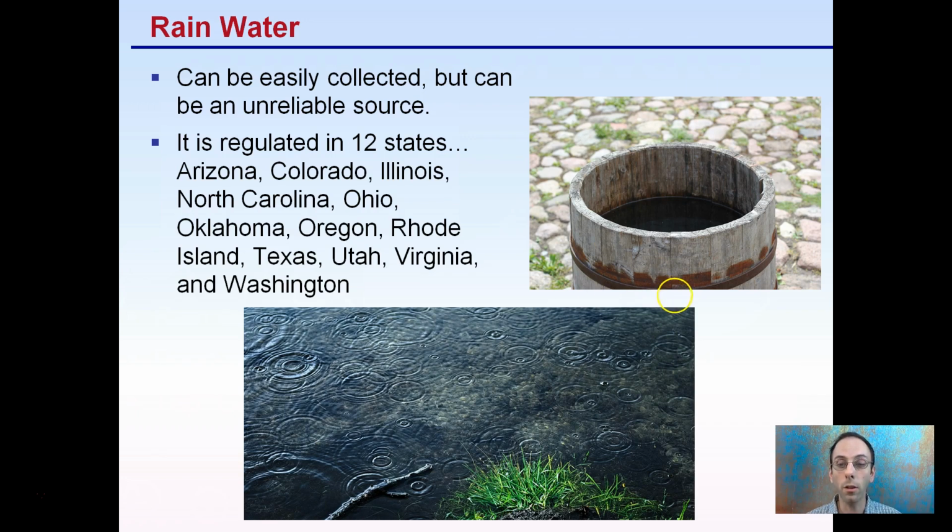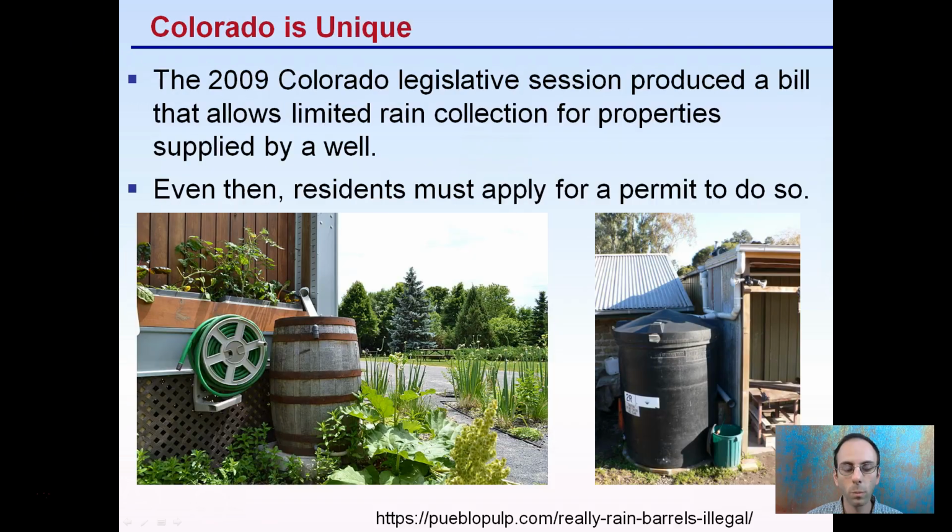Also, it's not necessarily just as easy as setting up a rain barrel. There's actually 12 states that regulate the collection of rainwater that I've listed here. I've chosen to highlight Colorado here because it is unique. I put the source right down here at the bottom.